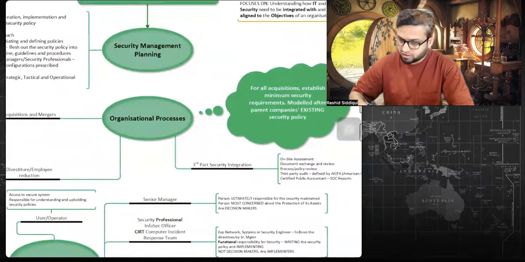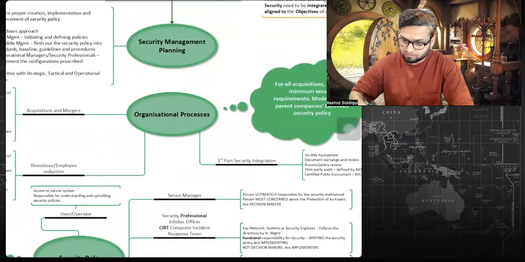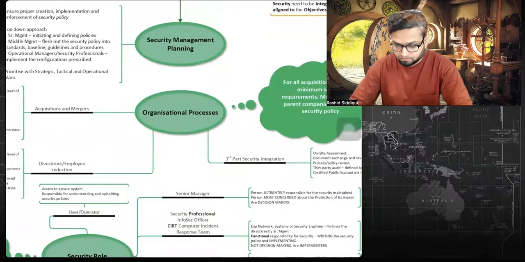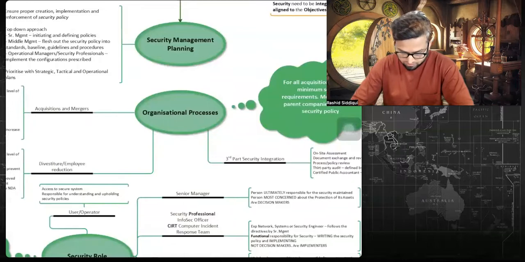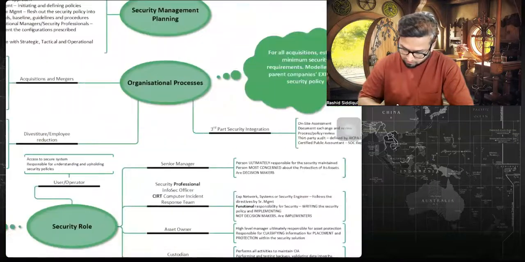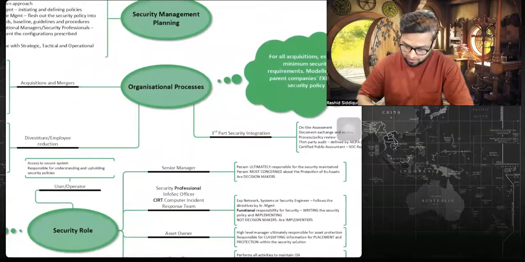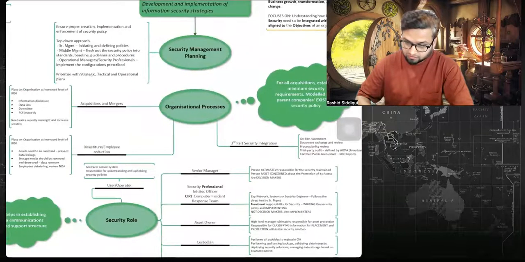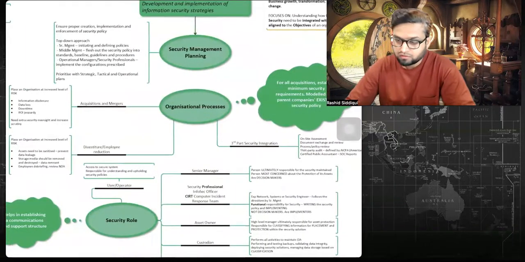Now, there are some organizational processes which actually require security governance to be in the front seat, because if it's not, then there is a greater chance of creating risk in the organization. Those processes are acquisition and merger, divestiture and/or employee reduction, and third party integration. These three things are important in addition to the regular business as usual security tasks an organization executes.